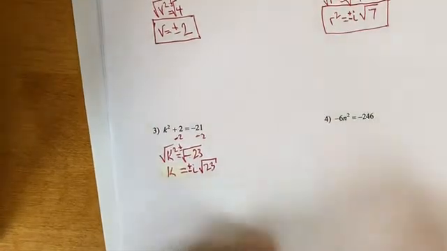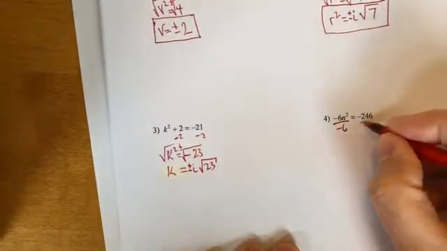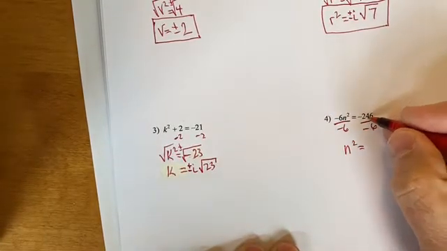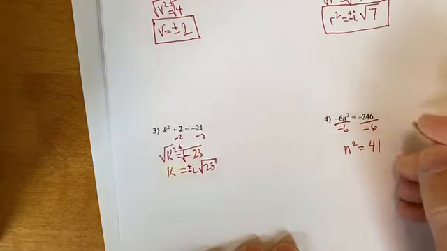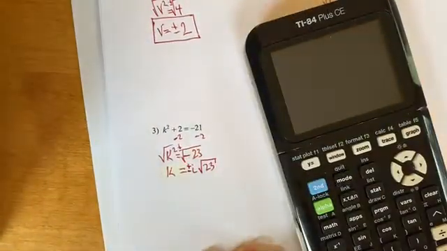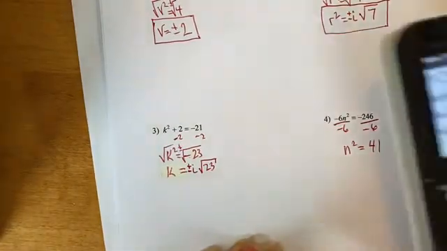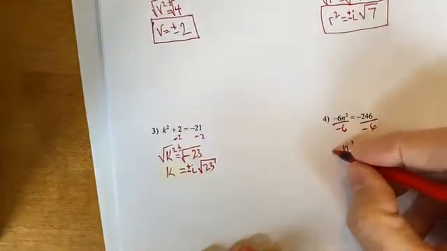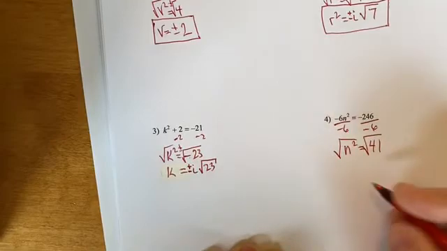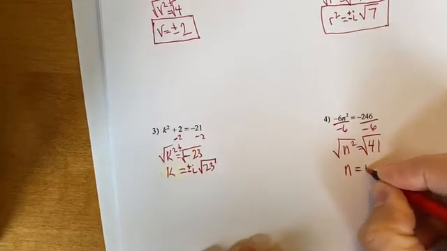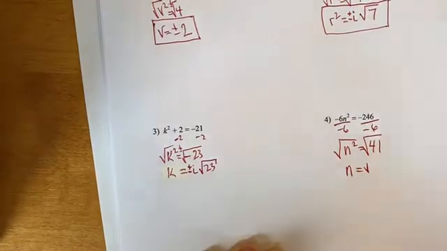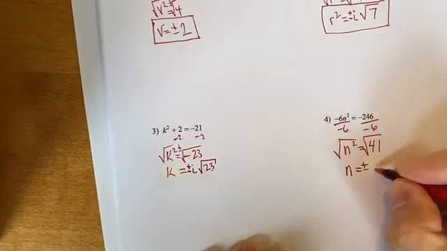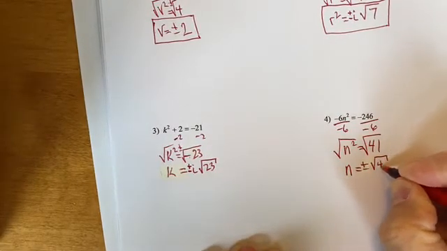Okay? So this one, when you divide by negative 6, n squared is positive 41. I have to make sure I'm right. What is it? 246 divided by 6. 41. I'm good. Okay. Square root both sides. It's positive this time, so we won't have an i. n equals plus or minus the square root of 41.